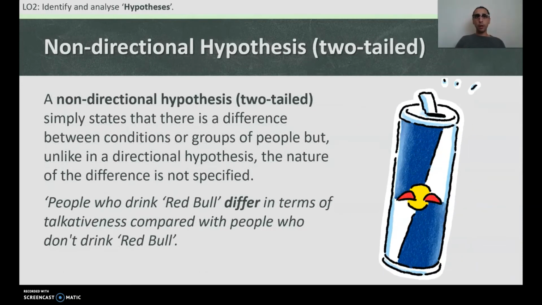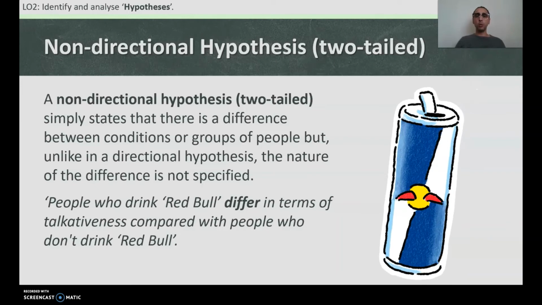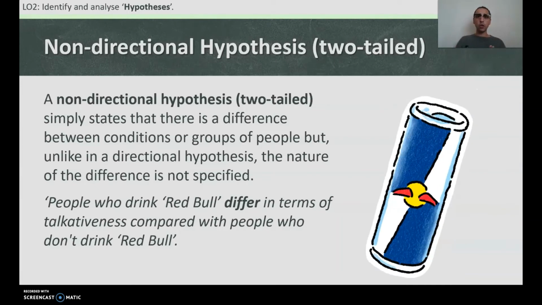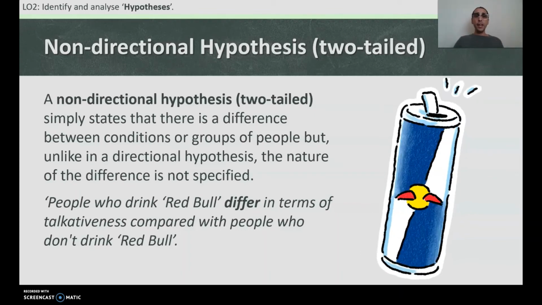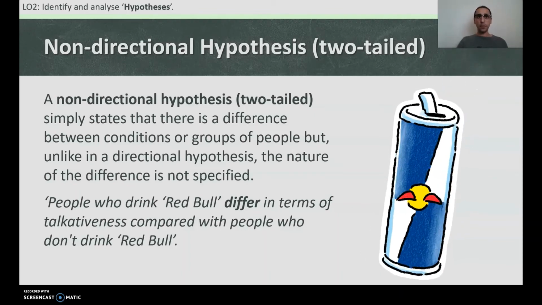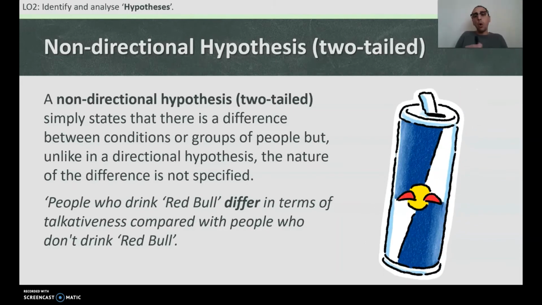A two-tailed hypothesis, or a non-directional hypothesis, simply states that there is a difference between the conditions or groups of people. But unlike in a directional hypothesis, the nature of the difference is not specified. We don't know what that difference will be. So a two-tailed non-directional hypothesis would be people who drink Red Bull differ in terms of talkativeness compared with people who don't drink Red Bull. So we haven't said whether they're more or less talkative.